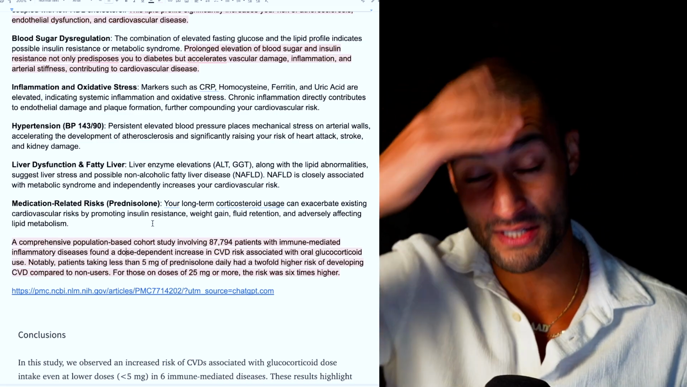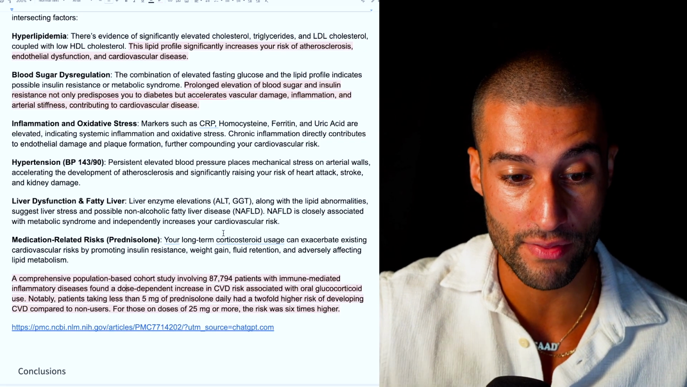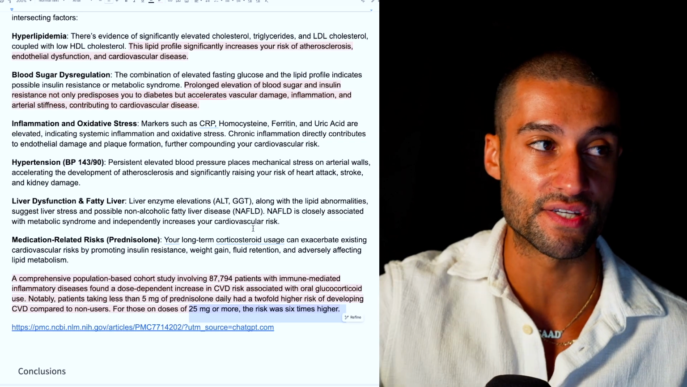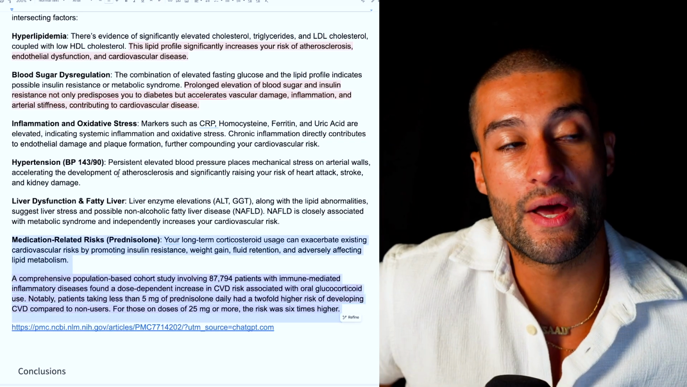So right now, last time we spoke, you're on 10, but you're decreasing. Maybe you're even on less now. That would be good. For those on doses of 25 milligrams or more, I know this is not you, the risk was 6 times higher. So it shows the directional change. So pretty important here. So this is where you could make an argument.